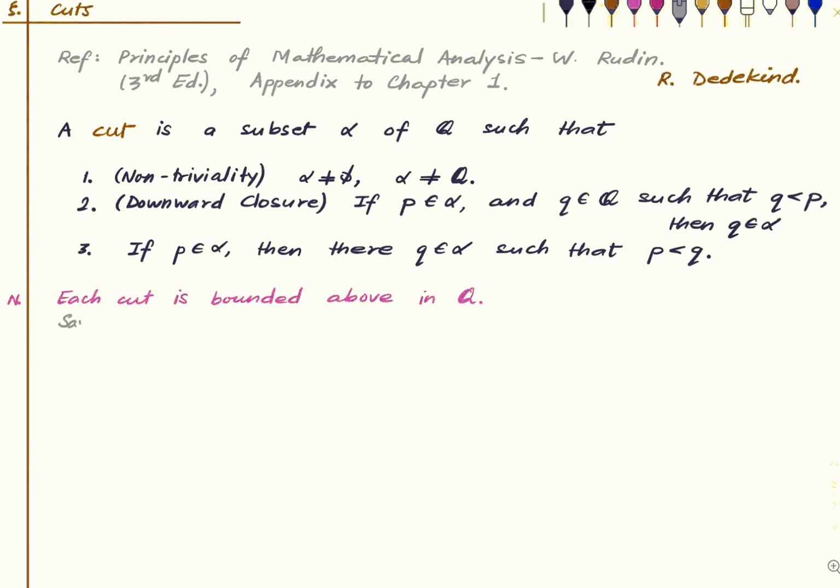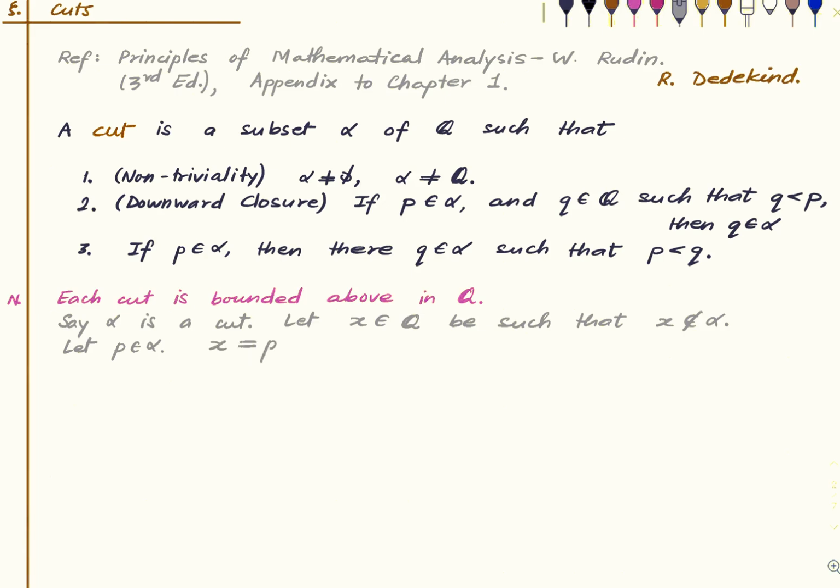So say alpha is a cut, then by non-triviality we can find some element x in the rationals such that this is not in the cut, because if every rational were in the cut, then the cut would not satisfy non-triviality. All right, now let some point p be chosen in the cut arbitrarily. There are three possibilities. One possibility is that x is less than p, but if x were less than p, then by downward closure x would lie in the cut and x is chosen to be away from the cut, so this is not possible.